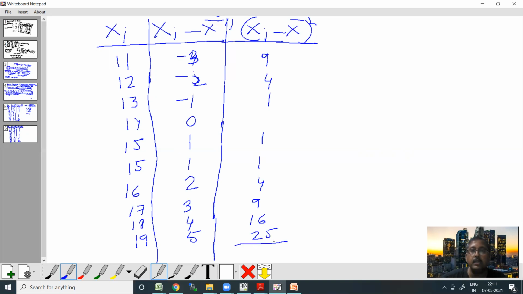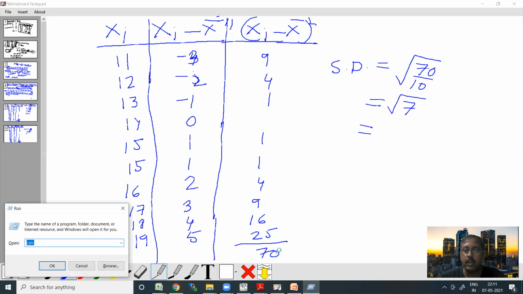Now if I do a summation of xi minus x bar square, what does it come to? 9 plus 4 is 13, 14, 15, 16, 20, 29. 29 plus 6 is 35, 45, 50, 70. So I get 70. And what is the standard deviation here? SD is equal to root over of 70 divided by 10, because the summation of xi minus x bar square is 70. So this is root over of 7, which is going to be definitely more than 2.14, right?